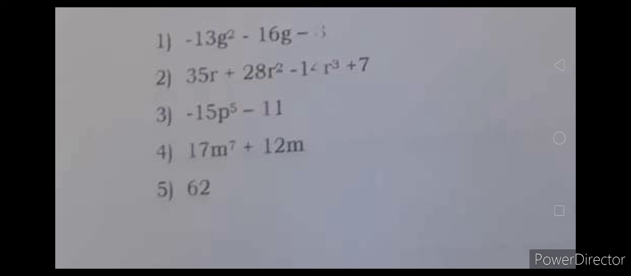Number 4, 17m raised to 7 plus 12m. So, first term is 17m raised to 7, and another term is positive 12m. So, dalawang term, pag dalawa, that is binomial. Ang degree niya, which is 7, that is in degree 7. And number 5, 62. So, ilang term yun? Is it a polynomial? Yes, that is a polynomial or constant number. Yung in degree 0. So, 0 ang degree niya. The highest exponent is 0. That's it.